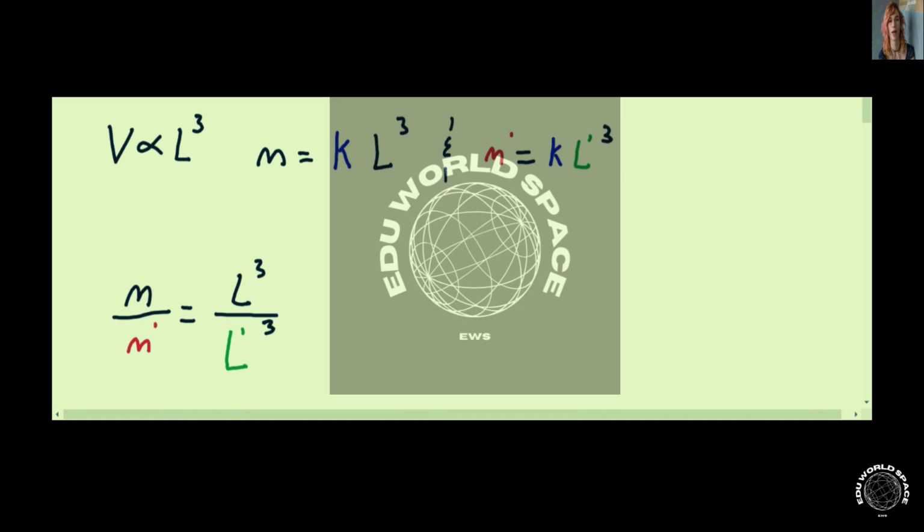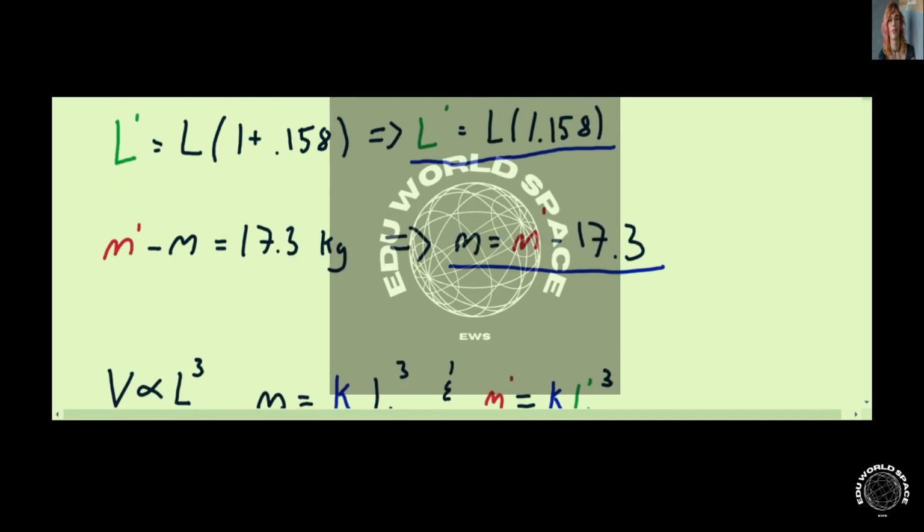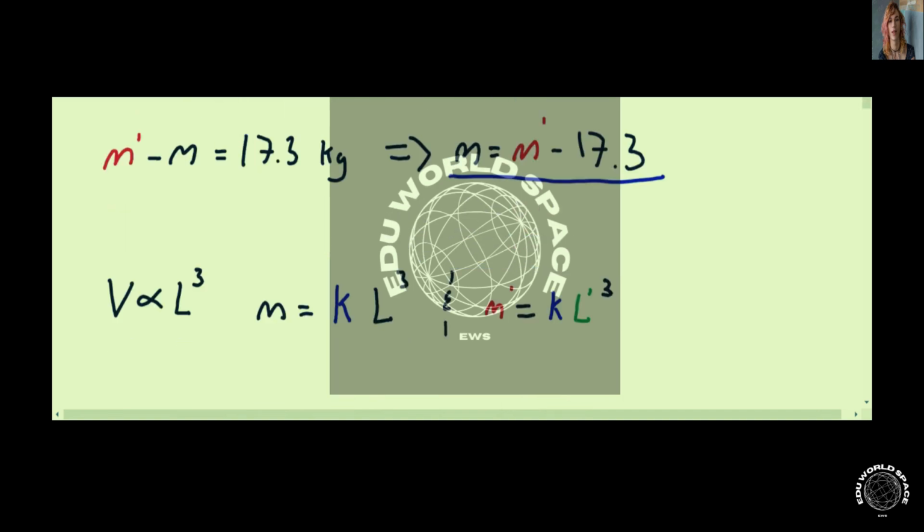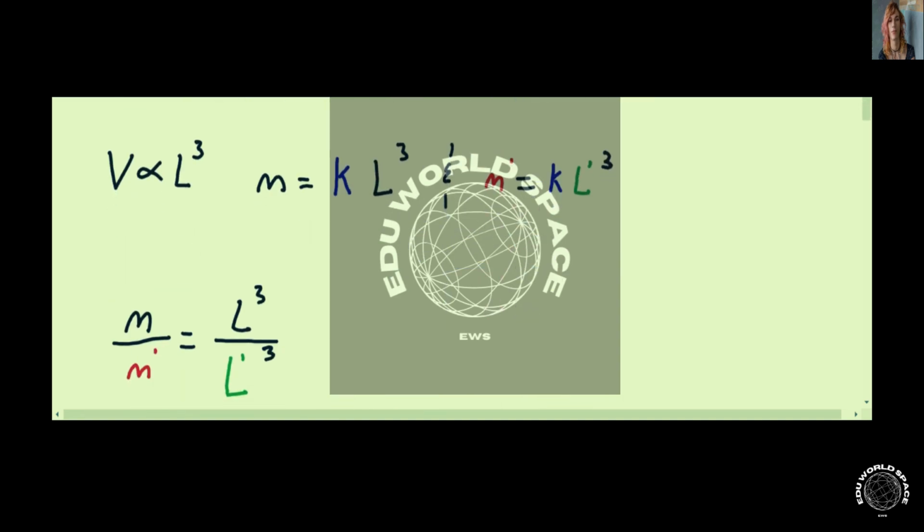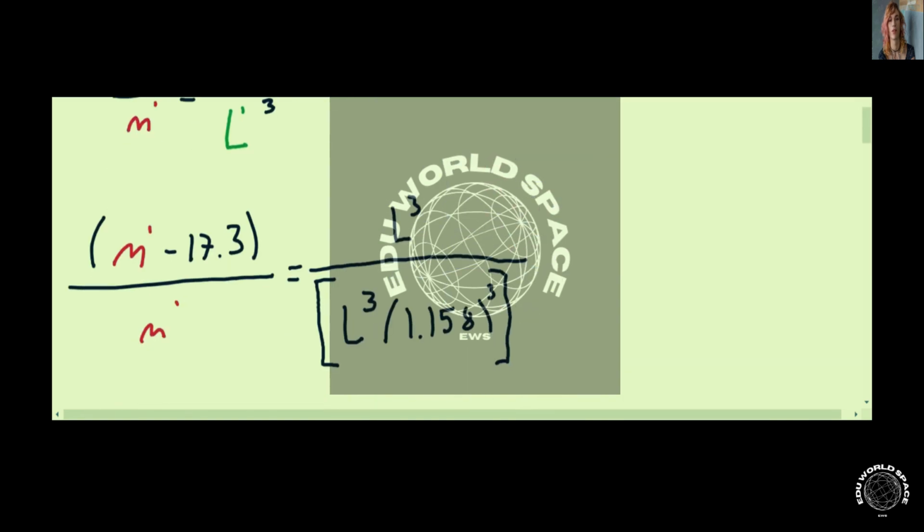So what we need to do next is plug in the values that we started with up here, underlined in blue, L prime and M. So we do just that. We plug them into this equation here. So we'll have M prime minus 17.3 over M prime is equal to L cubed over the quantity of L cubed times 1.158 cubed as well.